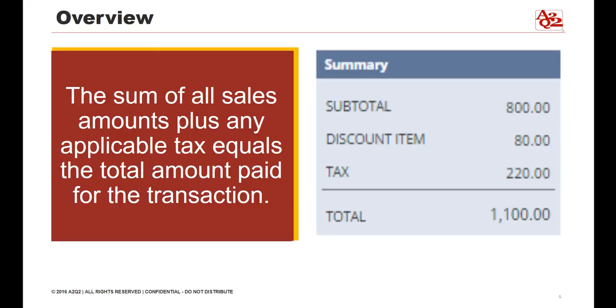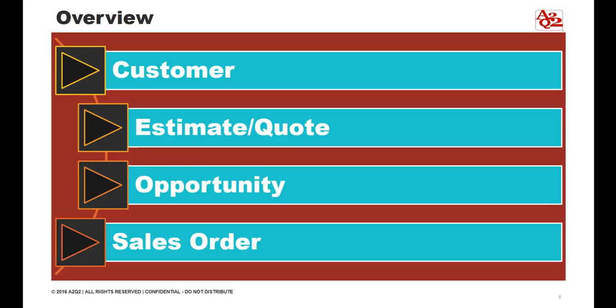In this example, the subtotal is $800. It was discounted by 10%, or $80 was deducted. The tax was $220 for a total of $1,100. You can initialize a cash sale from a customer, estimate or quote, opportunity, or sales order.